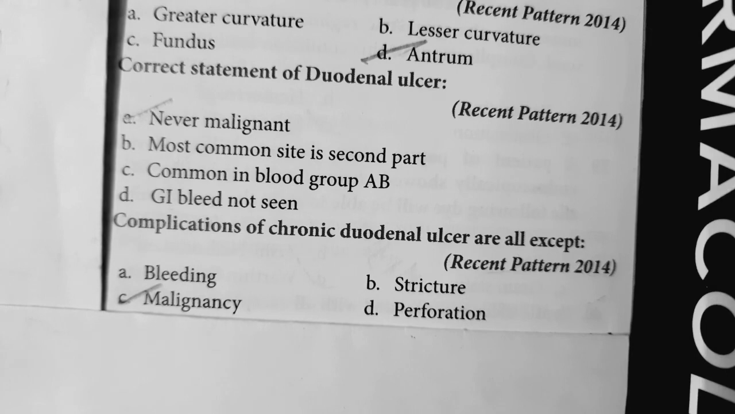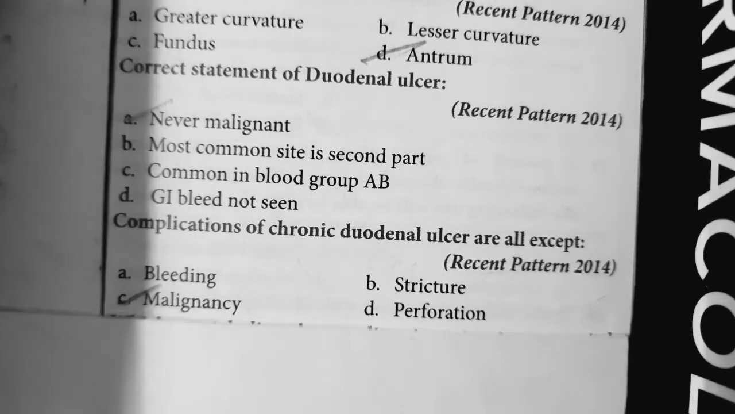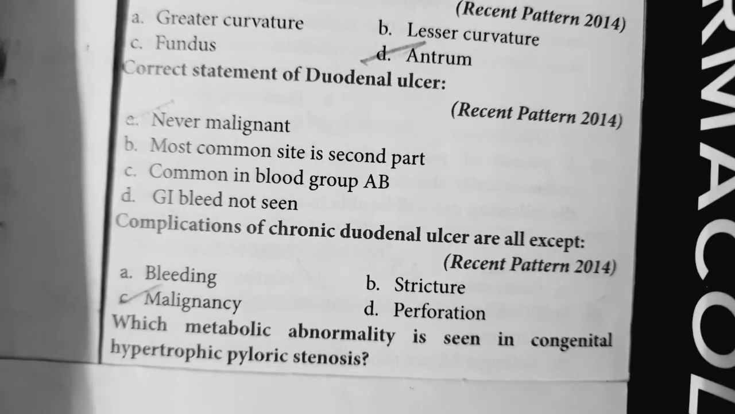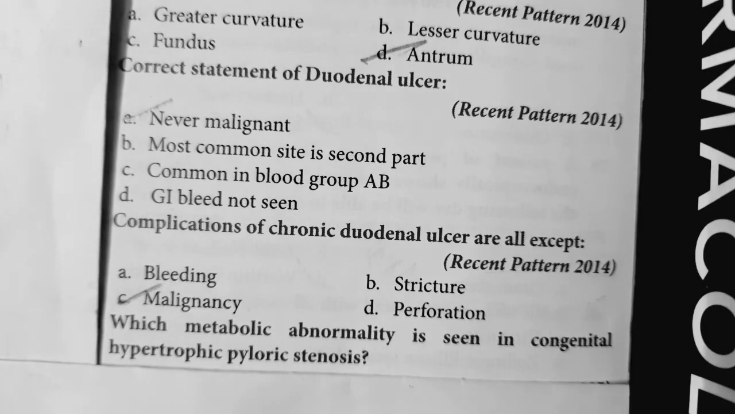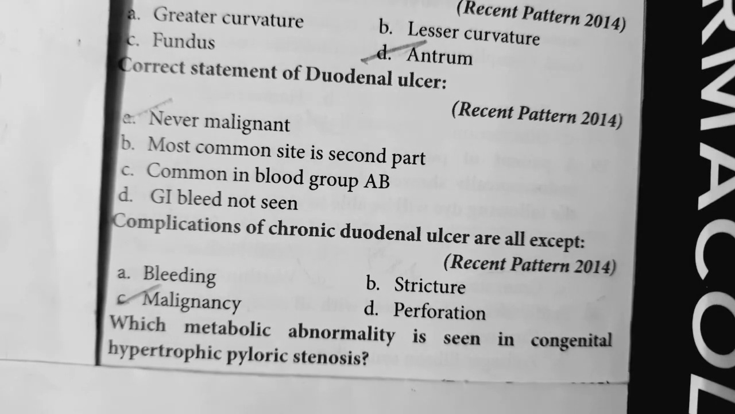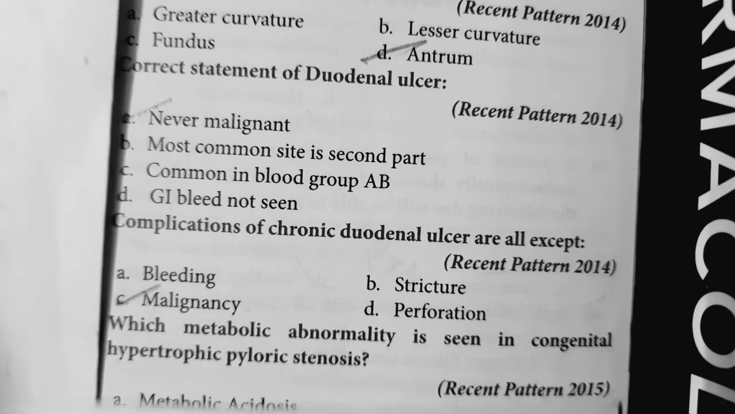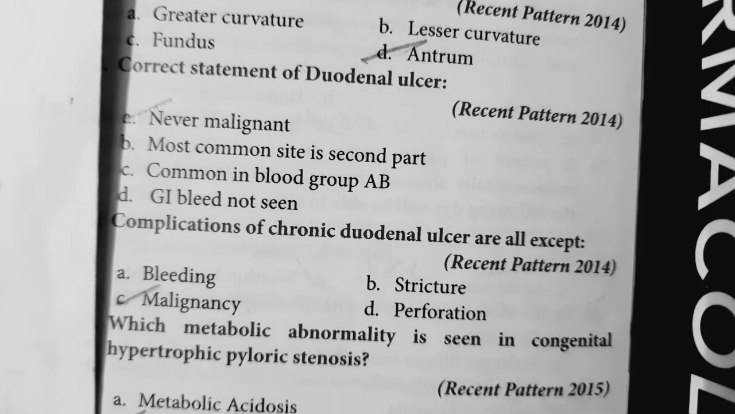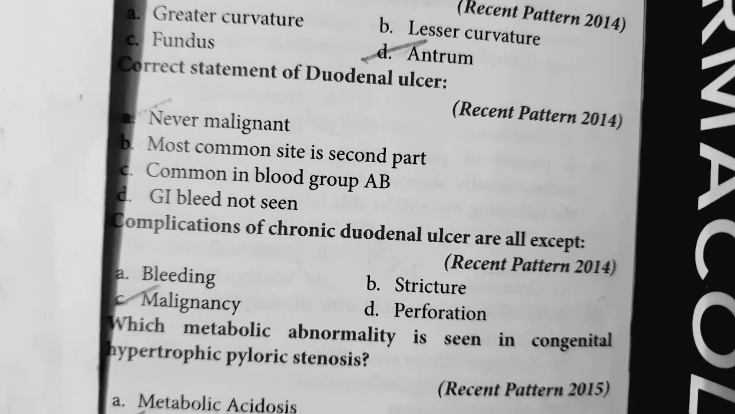Most common indication for surgery in duodenal ulcer is bleeding. Okay, next question number 8. Which metabolic abnormality is seen in congenital hypertrophic pyloric stenosis? The metabolic abnormality is hypokalemic, hypochloremic, hyponatremic metabolic alkalosis with paradoxical aciduria. So in the options, it is metabolic alkalosis.